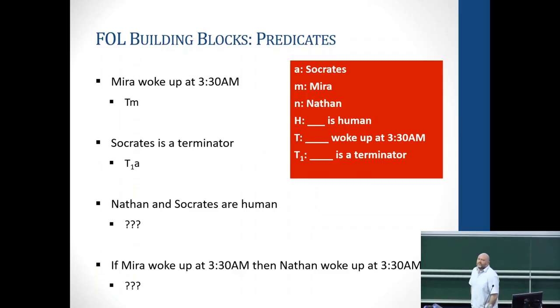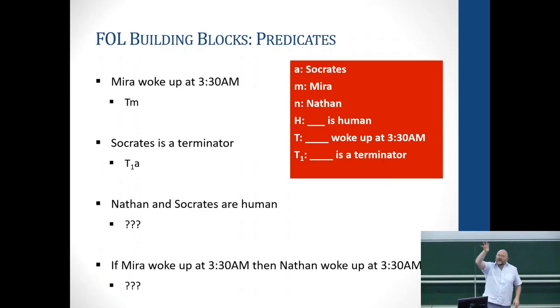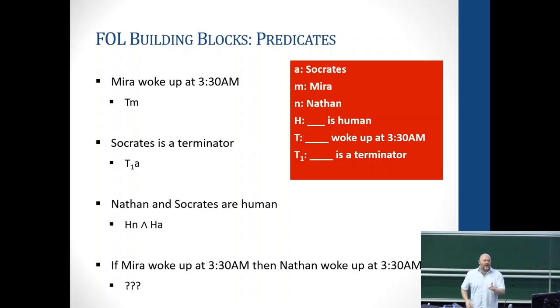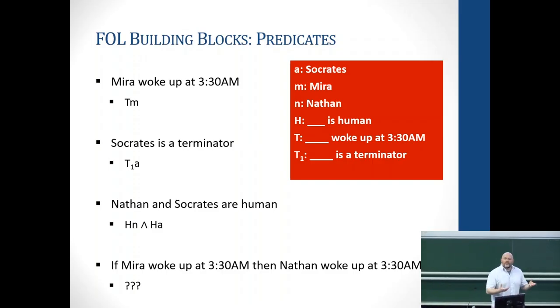Nathan and Socrates are human. What we've got to be careful of here is the temptation to write it as H-A-N or H-N-A, but that doesn't say that, right? If we look, H only has one gap. So we need to write H-N for Nathan is human, conjunction H-A for Socrates is human. If we write multiple terms after the predicate, that's going to mean something very different in this language. We're going to get to it at the very end of today's lecture. If you want to say multiple things satisfy the predicate, you've got to use conjunction and multiple sentences.